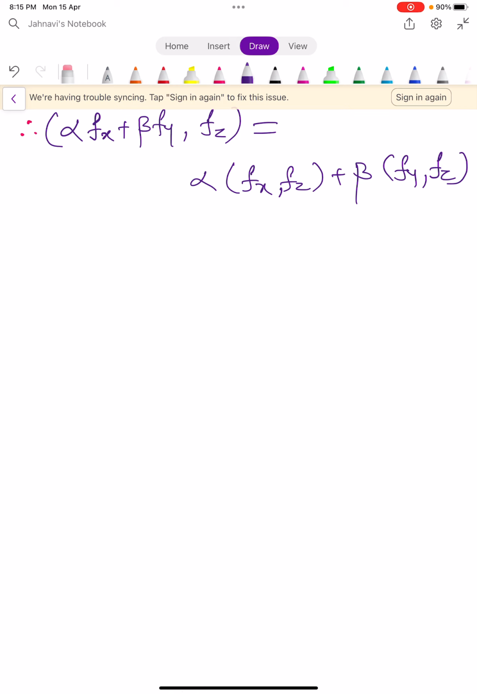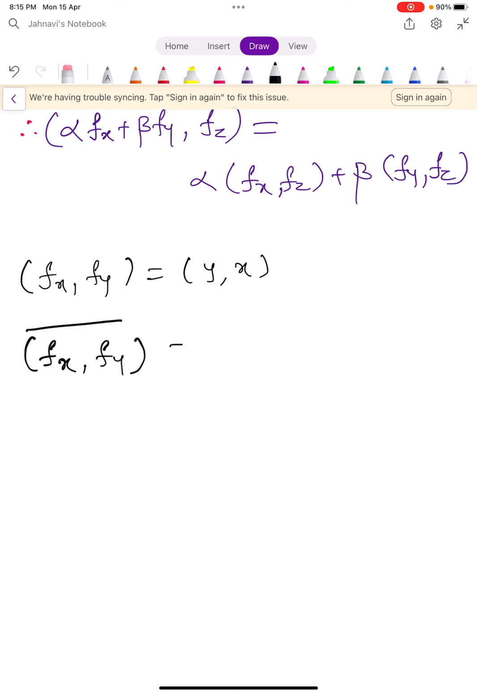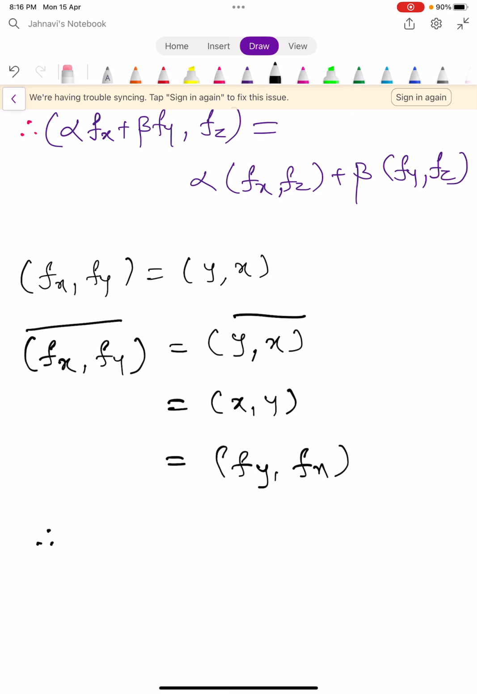Next we are going to show the second property. What is the second property? The inner product of fx comma fy is equal to the inner product of y comma x. Let us take the conjugate. The conjugate of the inner product of fx comma fy is equal to the conjugate of the inner product of y comma x. This is nothing but the inner product of x comma y. This is nothing but the inner product of, I'm sorry, this is fy comma fx. Therefore we conclude that the conjugate of the inner product of fx comma fy is equal to the inner product of fy comma fx. So this is the second condition.